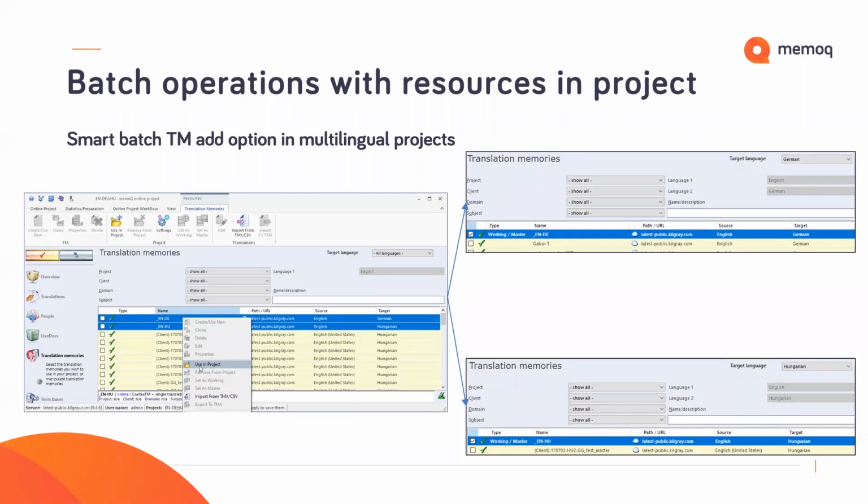So as you can see on the picture on the left, this is a project where the source language is English and the target languages are German and Hungarian. And on the right, at the top, you can see that if I switch the target language from all languages to German, only the English to German TM is listed, and the other one is listed if I switch to Hungarian.